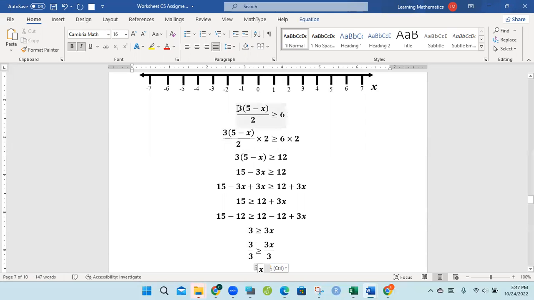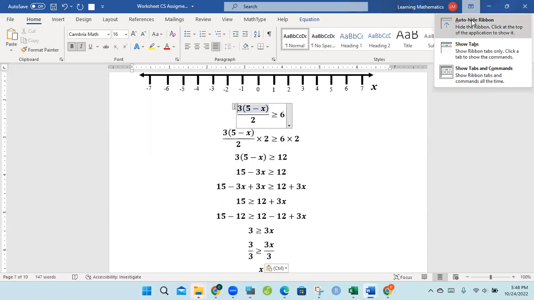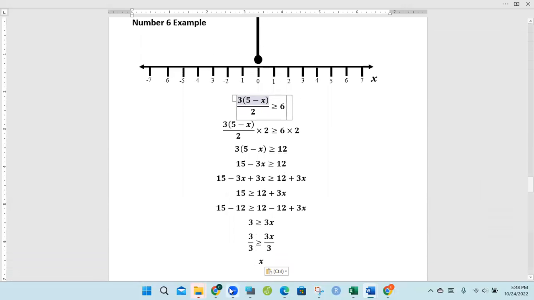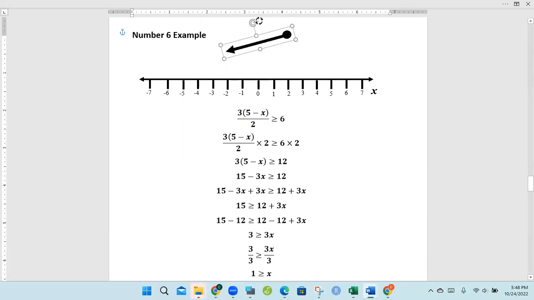Remember, we said always try to read from the x. X is less than or equal to 1. All the numbers that are less than or equal to 1, where are they? 1 is included, on the left side of 1.